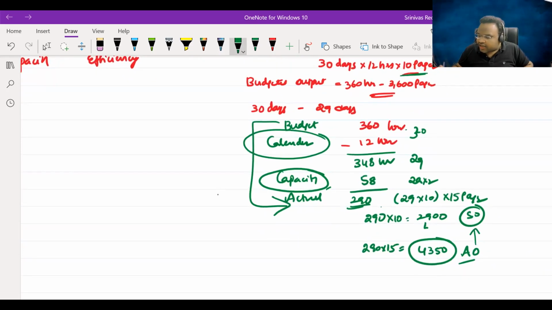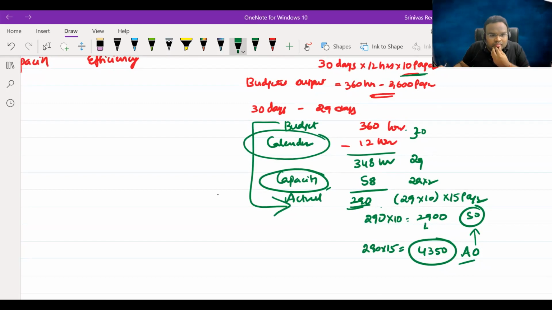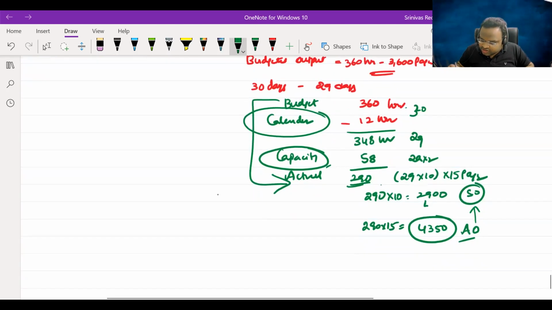Efficiency ratio is what? Yesterday we have discussed it. Yes or no? Efficiency ratio is equal to actual output divided by standard output. Comparison of standard output with actual output is your efficiency. Now, that means the effect of this is because of efficiency. Sir, normally with 290 hours, efficiency is always based on how much you have worked. Efficiency is not based on budget. Efficiency is based on actuals.